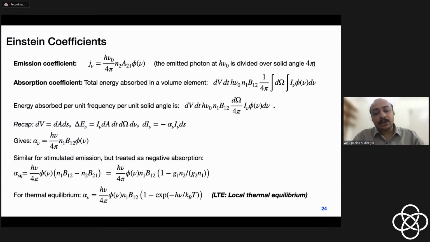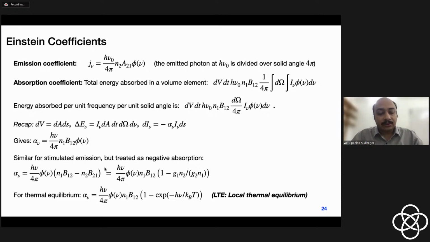So the total absorption coefficient can be described as N1B12 minus N2B21. But remember, this alpha nu comes as a negative quantity in the radiative transfer equation itself. So this negative quantity given by the stimulated emission then becomes a positive quantity and adds to the emission in the actual equation of radiative transfer. So this is how the expression of the absorption coefficient looks.